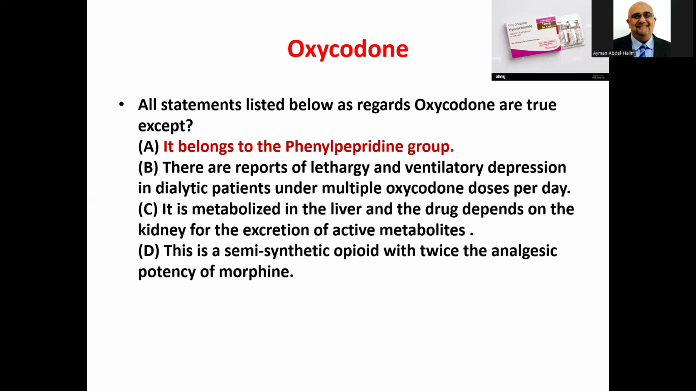It's metabolized in the liver, and the drug depends on the kidney for excretion of active metabolites. That's correct. It's a semi-synthetic opioid with twice the analgesic potency of morphine, and that's correct. Semi-synthetic means that it's chemically derived from morphine. A synthetic drug has nothing to do with the parent drugs, like morphine. For example, methadone is a true synthetic drug.